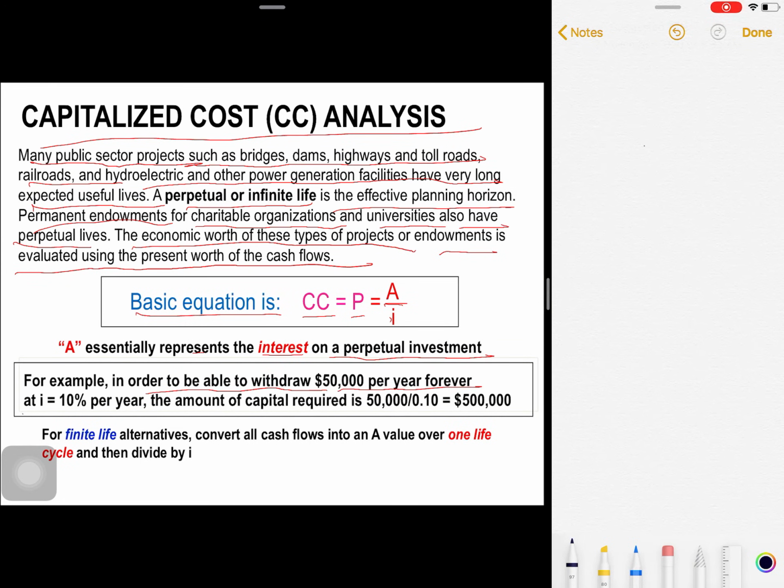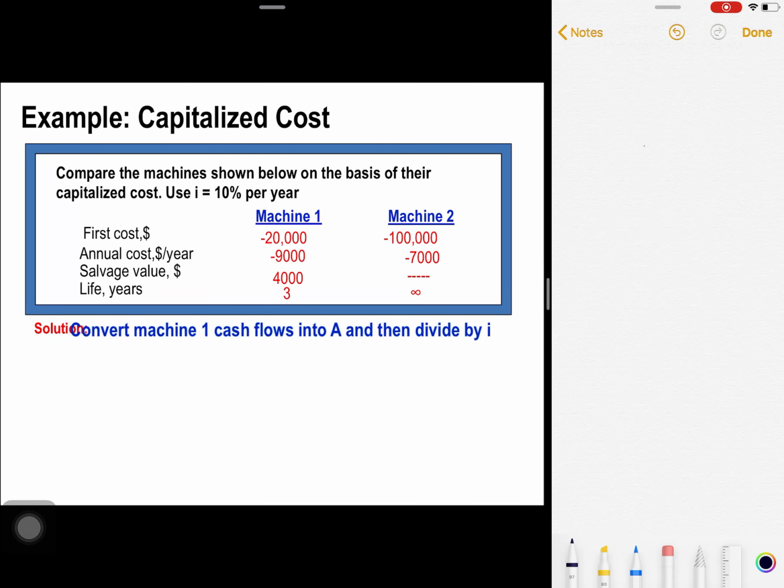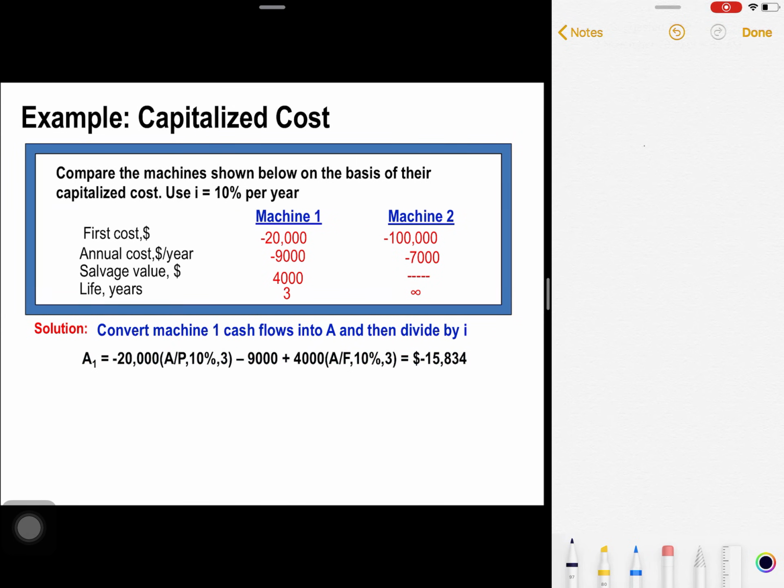For example, in order to be able to withdraw $50,000 per year forever at i equals 10% per year, the amount of capital required is $50,000 over 0.1, which is $500,000. For finite life alternatives, convert all cash flow into A value over one life cycle and divide it by i. Okay, that is how we find the solution.